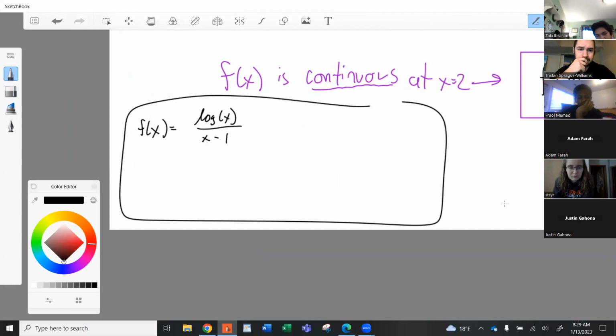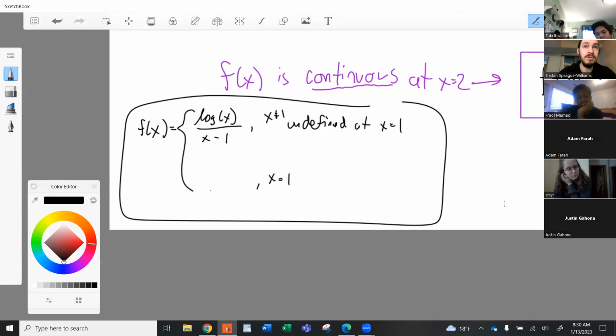And this is undefined at x equals 1, right? So this is the way it's defined for every positive x value other than x equals 1, because it's not defined for negatives either. But if I wanted to redefine the function, I could make it a piecewise function like this and say, this is how it's going to be defined for x not equal to 1. But for x equal to 1, I'm specifically going to define it with a different rule.